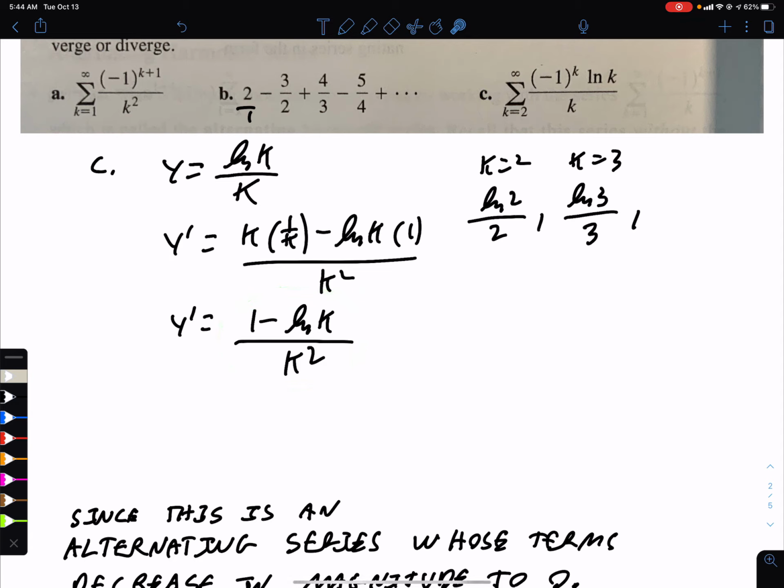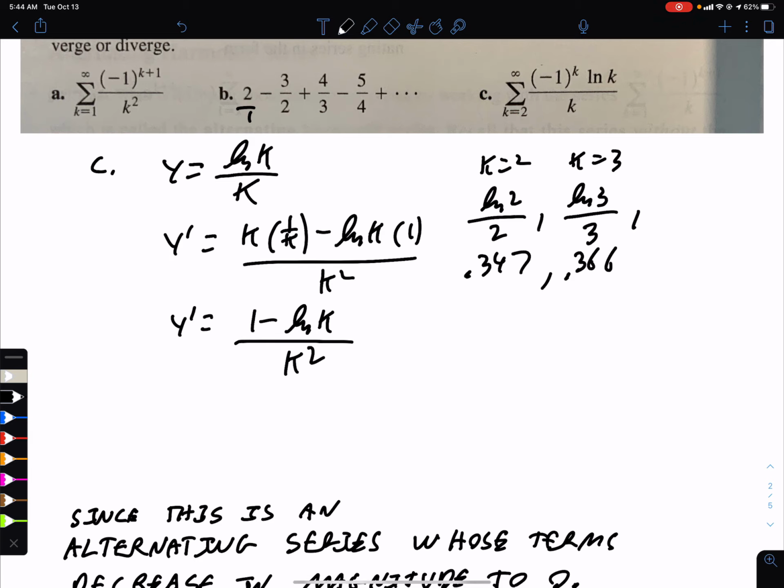Let me grab my calculator real quickly and double check. So we got ln of 2 divided by 2. That's 0.34, 347, about. And then let's do ln of 3 divided by 3.